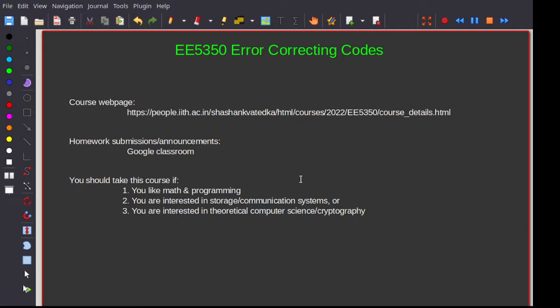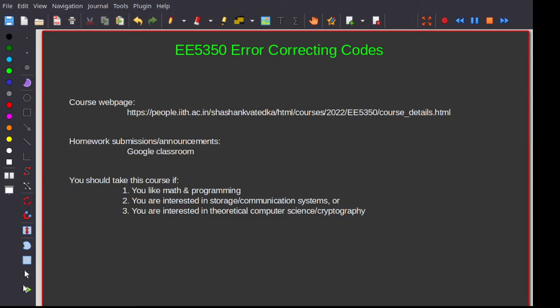There are a lot of connections between error correcting codes and many other problems in theoretical computer science. We won't really go through those connections, but at least we'll see some examples in this class about applications of error correcting codes in various different areas.